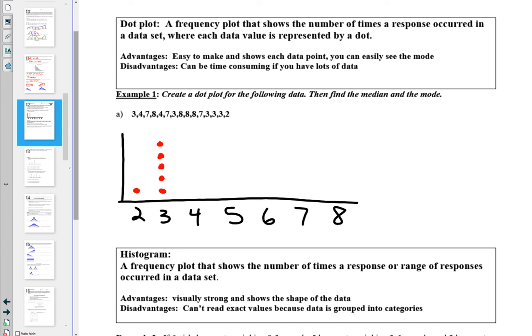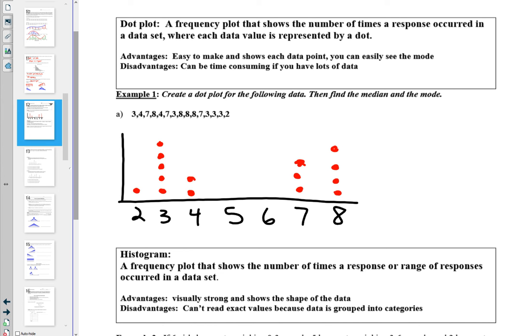How many 4s? How many 5s? None. How many 6s? None. How many 7s? 3 7s, good enough. How many 8s? 4. And then you can check and see if you did it right. Let's see. Are there 15 dots? 7, 3, 6, 7, and 8 is 15. Yep, that's right. And then find the median and mode.